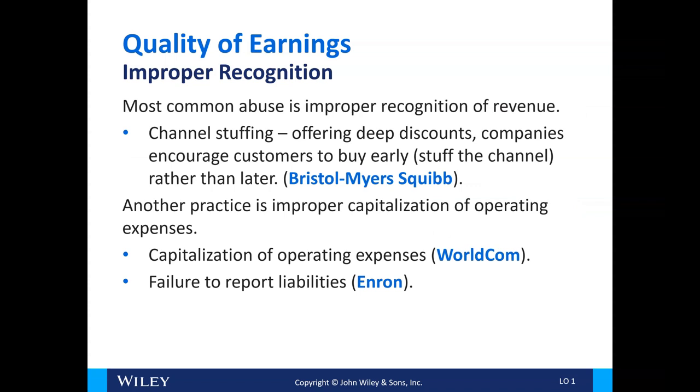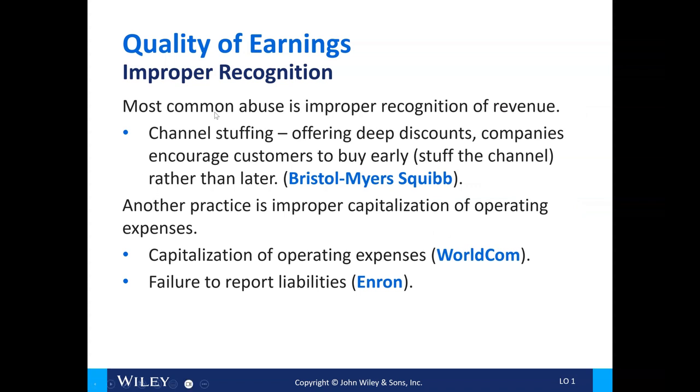Most companies will abuse the reporting of revenue and or your expenses. Capitalization of operating expenses. WorldCom did that. So did HealthSouth, the stock I talked about that I lost $3,000 on. Failure to report liabilities, Enron. Even though technically they were probably doing things correctly, they were understating the liabilities by a lot.